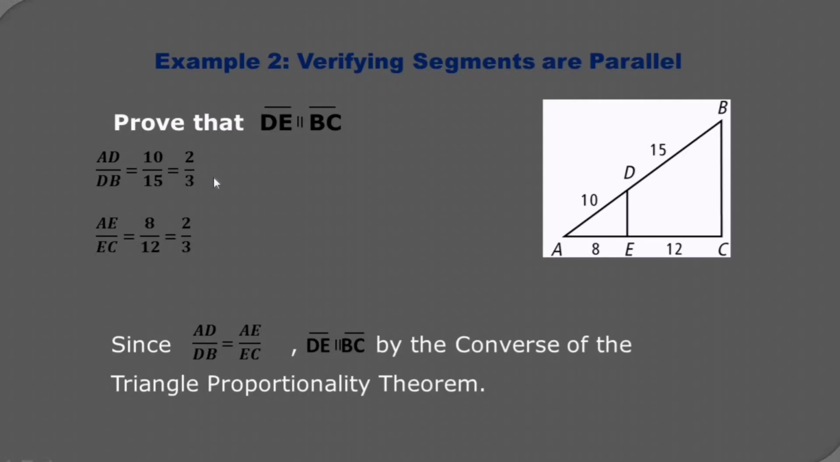Let's take another side, which is AE over EC. What is the length of AE? It's 8. EC, what is the length? 12. So 8 over 12, which is equal 2 over 3. Perfect. Because both are in the same table. So if I have AD over DB equal AE over EC, this means DE is parallel to BC. Why? By the converse of the triangle proportionality theorem.